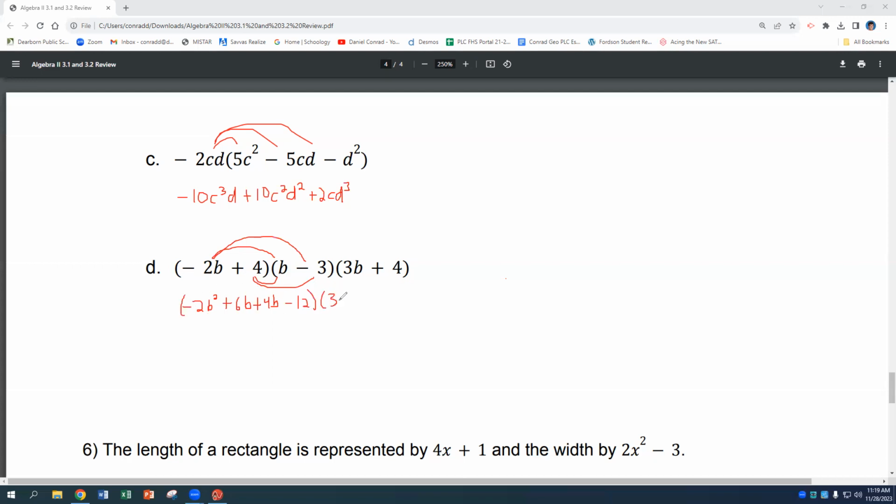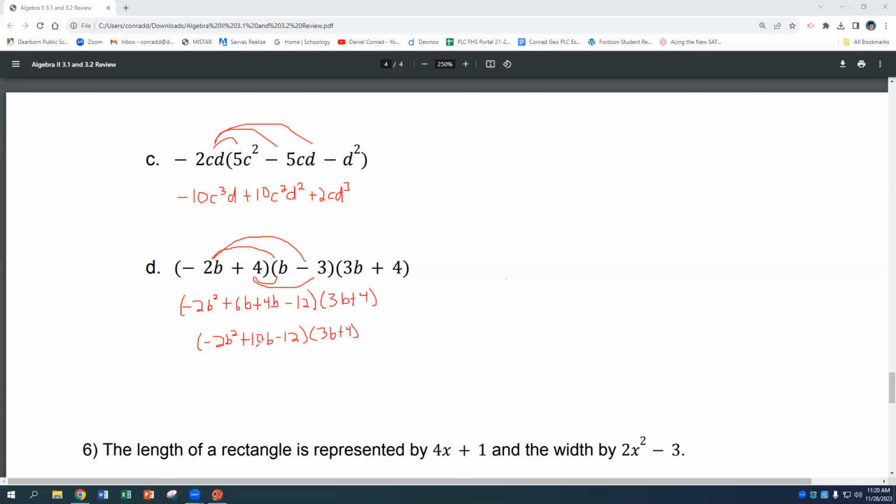And then we still have to multiply by 3b plus 4. Okay, before I do this next distribution, I'm going to combine like terms first. So I'm going to have negative 2b squared plus 10b minus 12, and then 3b plus 4. Okay, and then we have to distribute here as well.